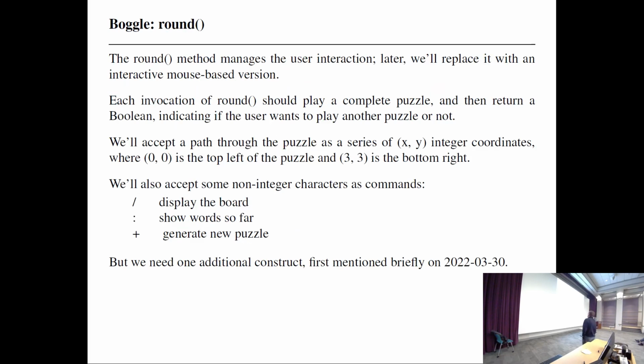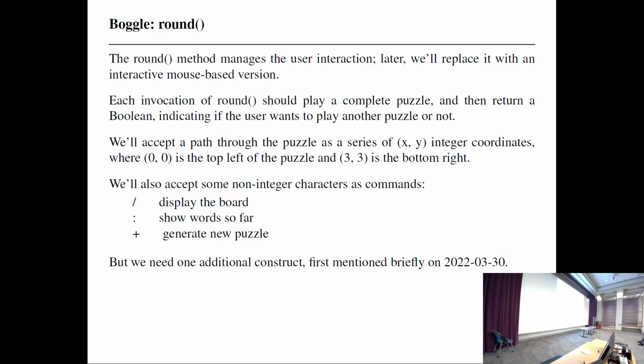So what happens here? The round method manages the user interaction. We're going to replace this method later with a mouse and point and click kind of method definition. We're going to do it so we can play the game live with a mouse. But for now, we're just going to let you type in the path of the word you like.